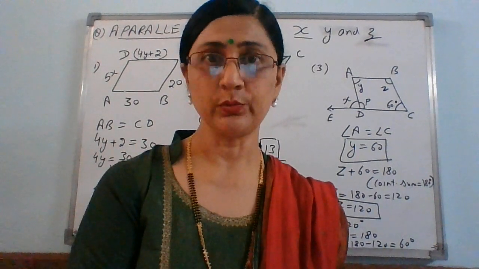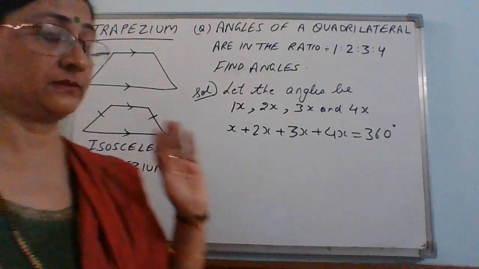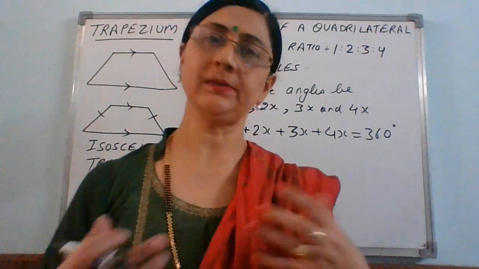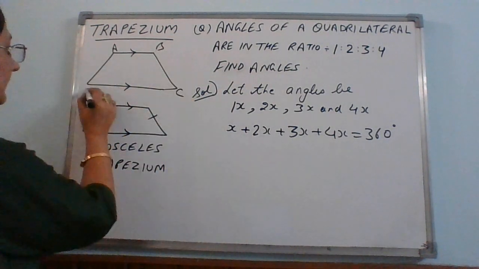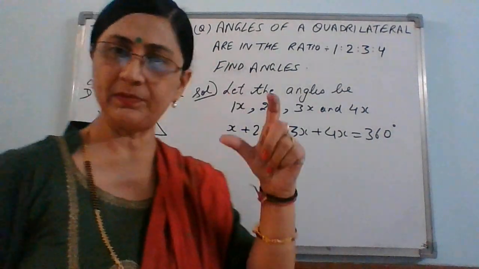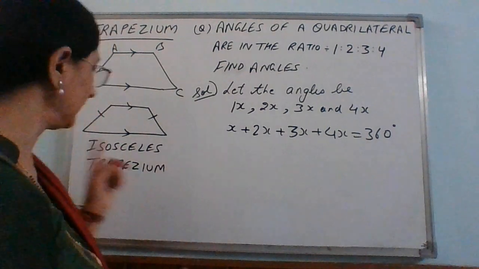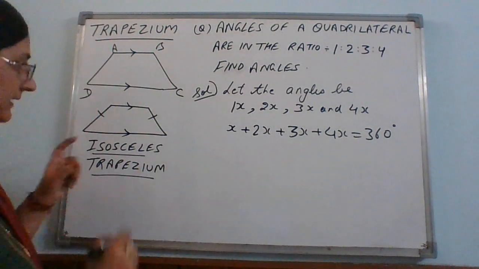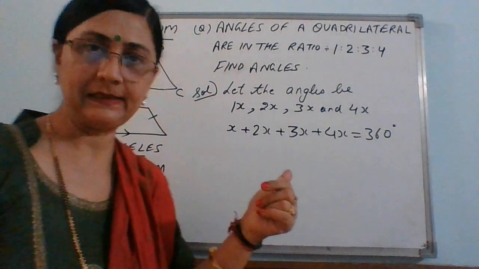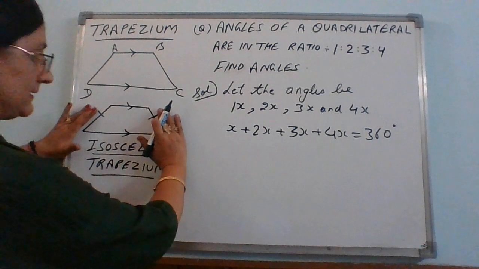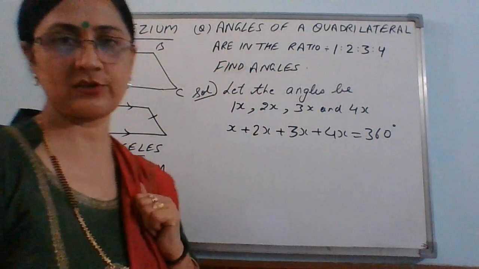Okay, we'll do more questions now. First I'll discuss one more type of special quadrilateral, the trapezium, right? So a trapezium is of this type: A, B, C, and D. One pair of opposite sides is parallel, the other is not, right? And if these non-parallel sides are equal, that is called an isosceles trapezium, right? In a trapezium, one pair of opposite sides is parallel and the other is not. If the non-parallel sides are equal, we call it an isosceles trapezium, right? So okay, now we do this question here.